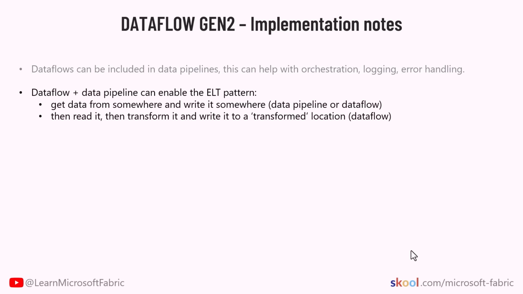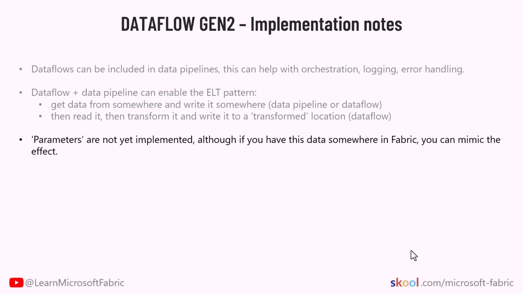Building on that, the data flow in the data pipeline can enable the ELT pattern: extract, load, transform. We get data from somewhere and write it somewhere, then read it from that location, transform it, and write it to a transformed location. We're splitting those out into two separate parts, and we can orchestrate them in a data pipeline.